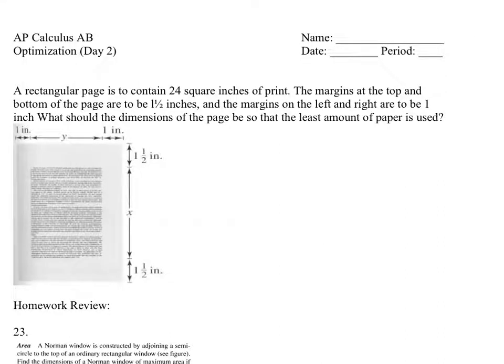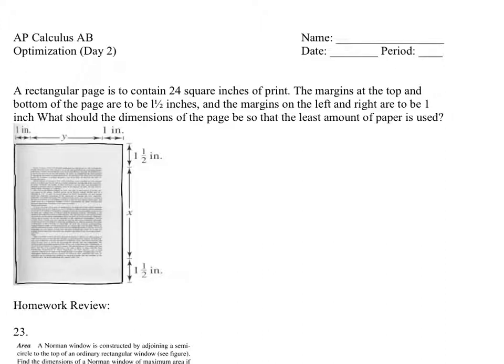Okay, so this is lesson 35, day 2. We're going to work through another example here. We're going to act as book publishers, and we're trying to figure out how to use the least amount of paper in order to make this book, okay? But we have certain parameters that we want to follow, okay?